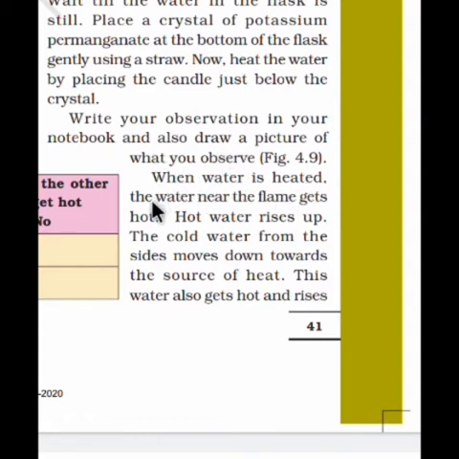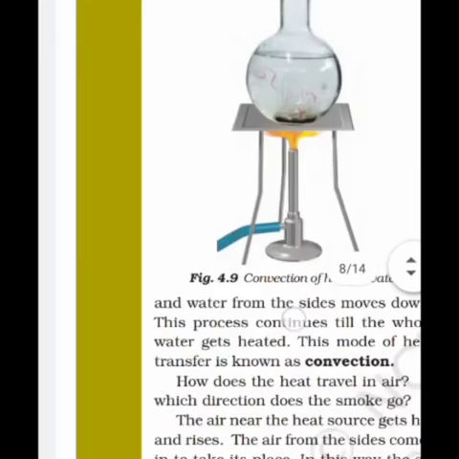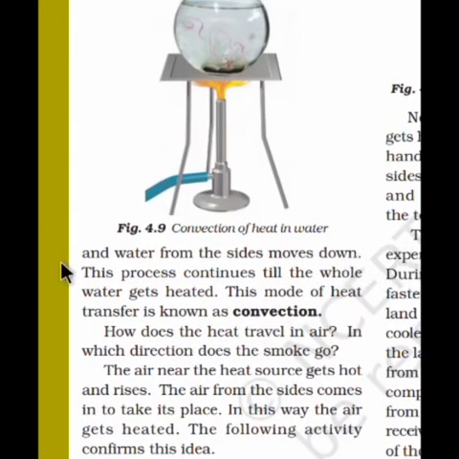When water is heated, the water near the flame gets hot. Hot water rises up. The cold water from the sides moves down towards the source of heat. This water gets hot and rises, and water from the sides moves down. This process continues till all the water gets heated. This mode of heat transfer is known as convection.